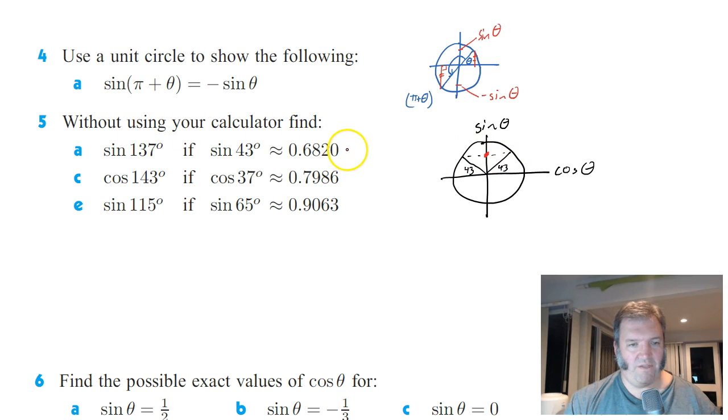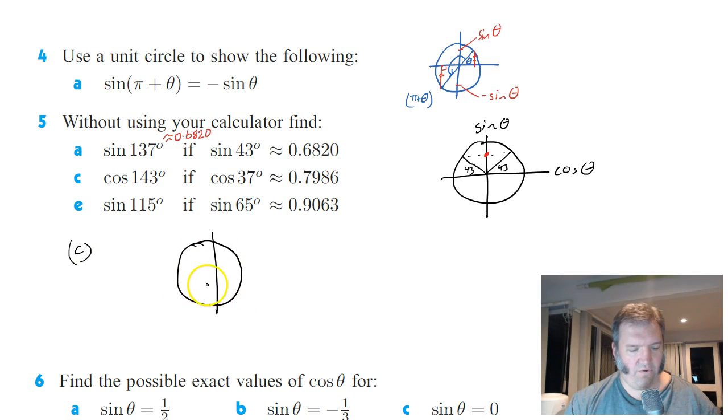Therefore, sine 137 would also equal approximately 0.6820. What about the next one? Let's get another unit circle happening here. So let's do C. Cosine of 143, if cosine of 37. Oh, that was so far out, I'm actually going to do it again. Wasn't much better, but I'll take it. There's 37 degrees, obviously not drawn to scale. 143, when I go around there, is also 37 degrees away.